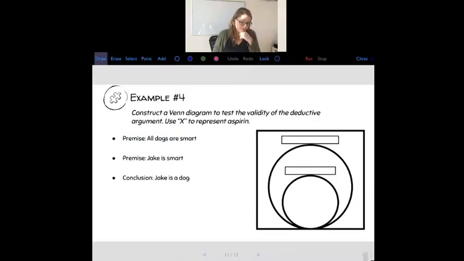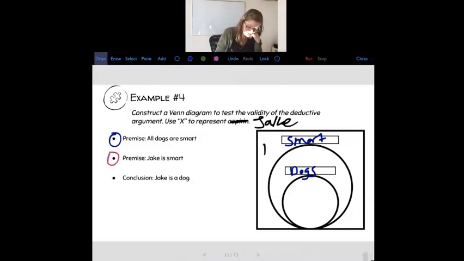And the last example that we'll talk about, this should say use X to represent Jake. Premise 1, all dogs are smart. So we have dogs, smart. We have things that are not dogs that are smart, like you all in my class. Jake is smart. Let me label the regions again, 1, 2, 3.